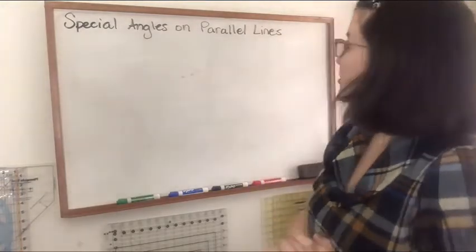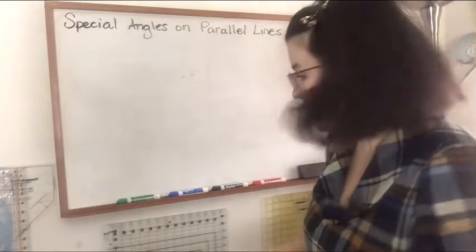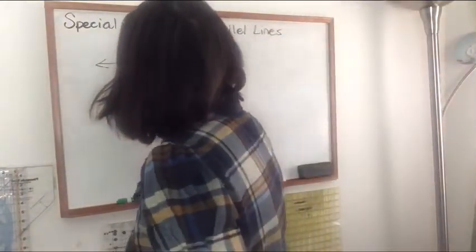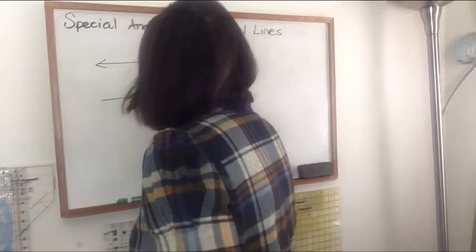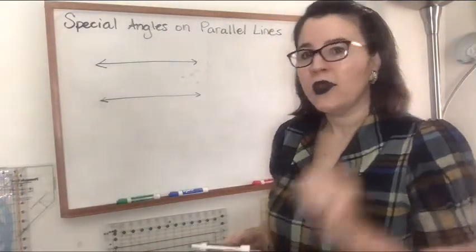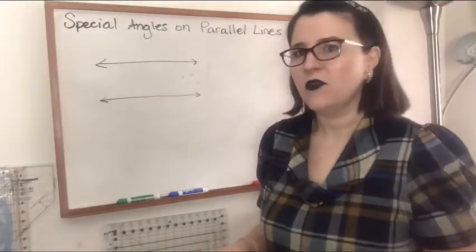Today I'm going to talk about special angles on parallel lines. All right, parallel lines, hopefully you remember, are two lines that never cross. They have the same slope. They're generally equidistant all the way across. They are always equidistant all the way across.